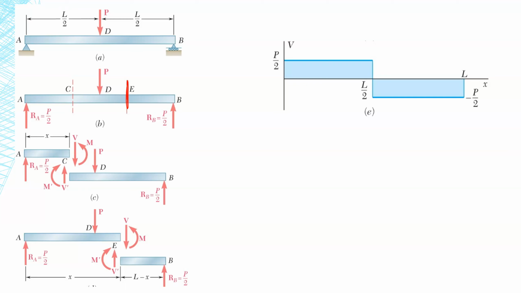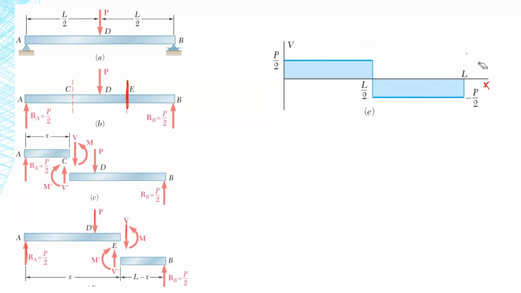was going to be equal to RA, which is P over 2. And it's not going to change, it doesn't depend on X, so it's constant. And then once we get to the other side of P, if we were to take sum of forces in Y here, we would find we've got RA, which is P over 2, minus P. So half P minus whole P is going to give us minus half P. And that's not going to vary again between D and B. So now we've got minus half P right there. So that's what our shear force diagram would look like. And X is our variable, going from 0 up to L, the length along our beam.